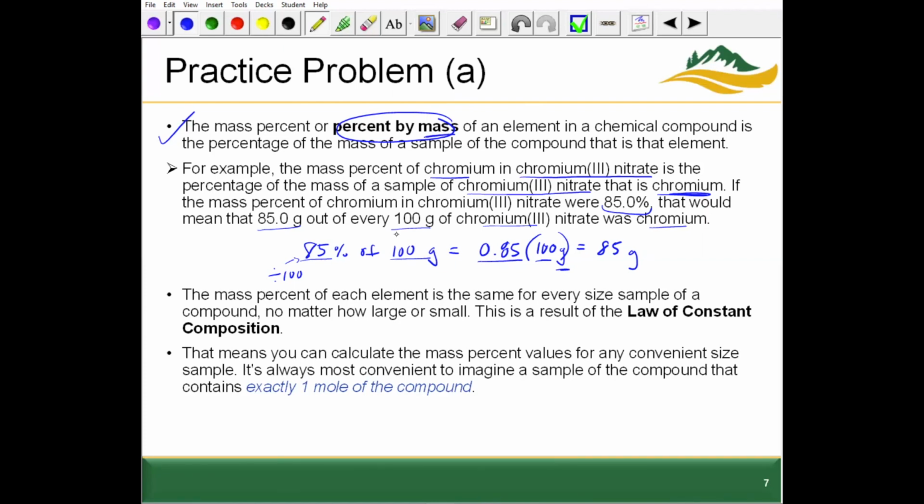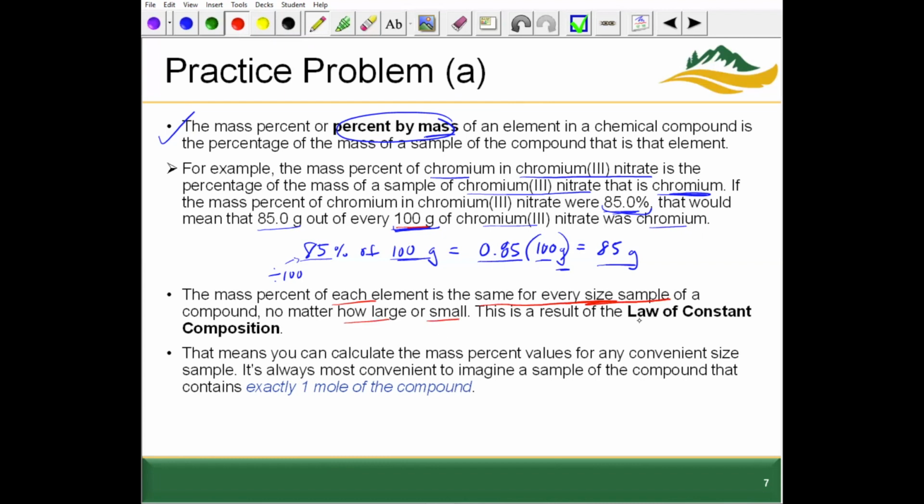So you can see it's an easy, convenient way to assume 100 grams of the compound in total, because then if we have this percentage, it's pretty easy to say that out of that 100 grams or 100%, 85% or 85 grams is that specific element. We can also use this convenience of 100 grams because the mass percent of each element is the same for every size sample of a compound, no matter how large or small.